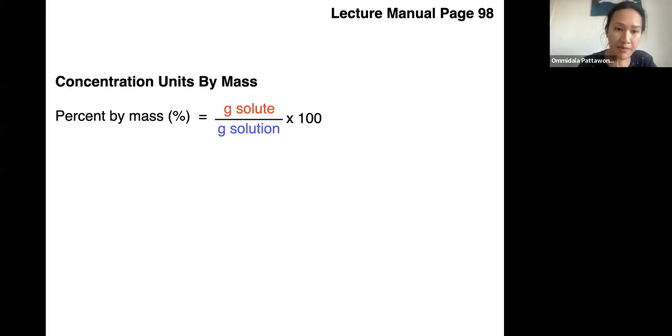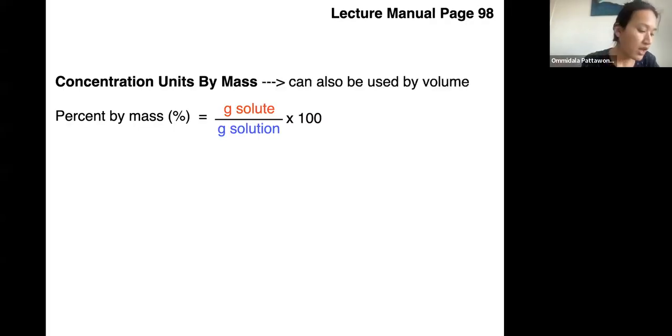So this percent by mass can also be described by volume as well. For example, if you just replace these grams right here with the volume, you can do that as well, right? So instead of grams, you can do volume as well. So that would be percent by volume. But it's the same idea. You are doing volume of the solute divided by total volume, right?